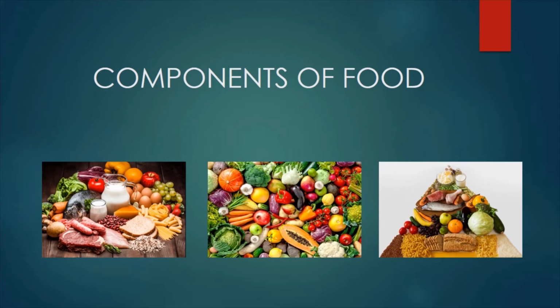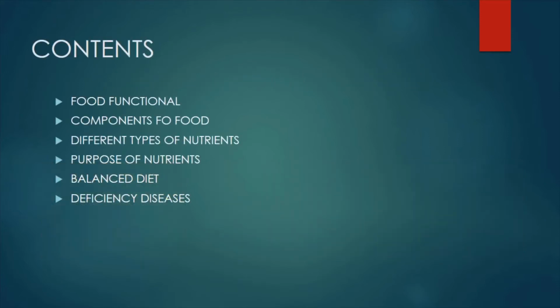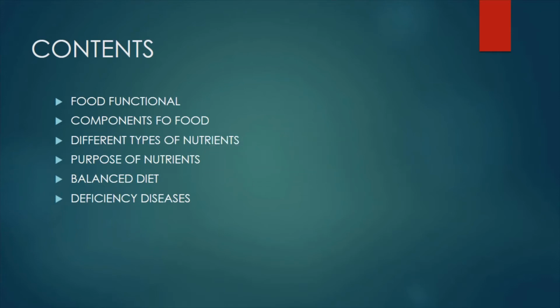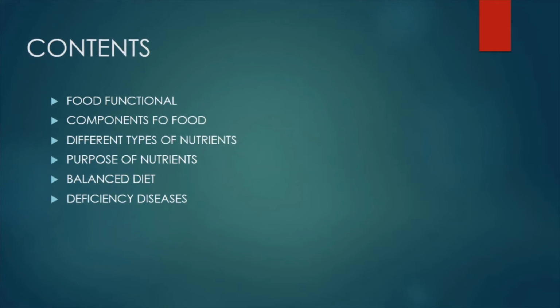In today's video, we are going to talk about chapter 2, components of food. In our previous video, we saw the different types of foods, its ingredients and their sources. In this video, we will see what these ingredients will do to our body. In this chapter, we are going to learn food functions, components of food, different types of nutrients, purpose of nutrition, balanced diet and deficiency disease.